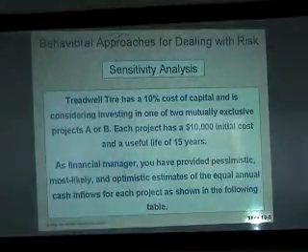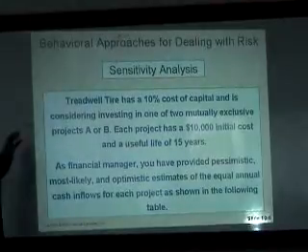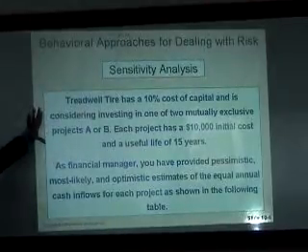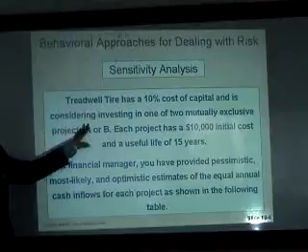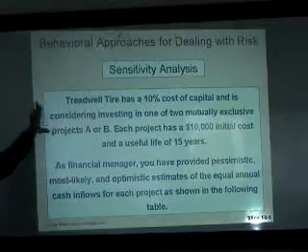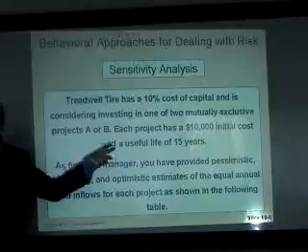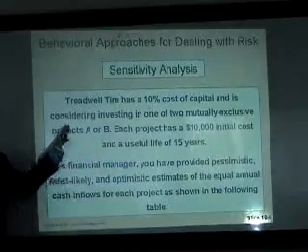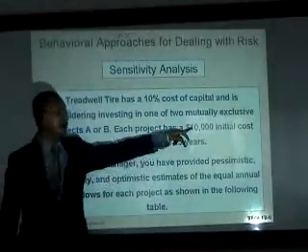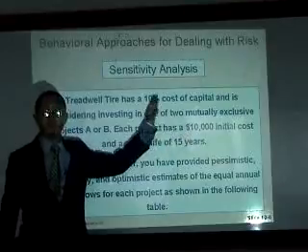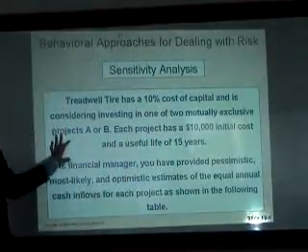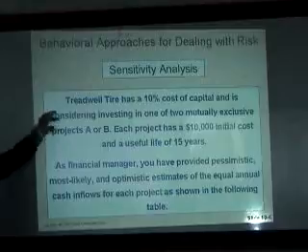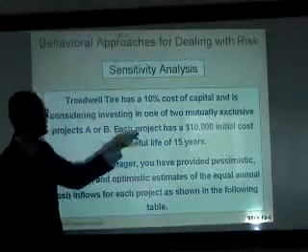A retailer has a cost of capital of 10% and is considering investing in one of 2 mutually exclusive projects, A or B. Each project has a 10,000 initial cost and a useful life of 15 years. So this is very simple. You survive 15 years. The initial investment is also the same for both projects, 10,000, and the cost of capital is also the same, 10%.